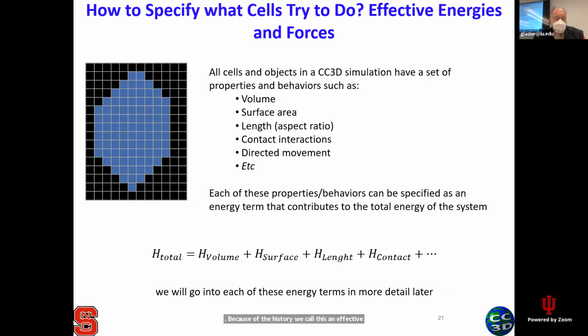And for historical reasons, physicists like to write effective energies as H's, although often they will write E instead. The advantage of this is that we can write a term that says the volume of the cell is approximately this. The surface area of the cell is approximately this. The length of the cell, there's a typo there I see, is approximately this. The contact area of the cell is approximately this.